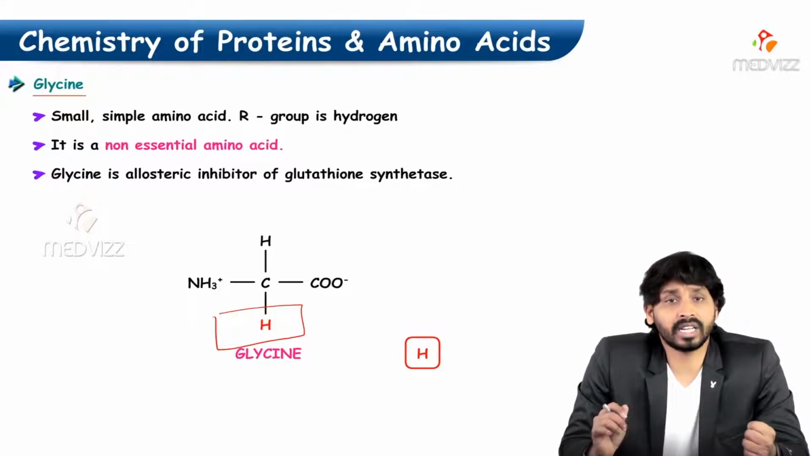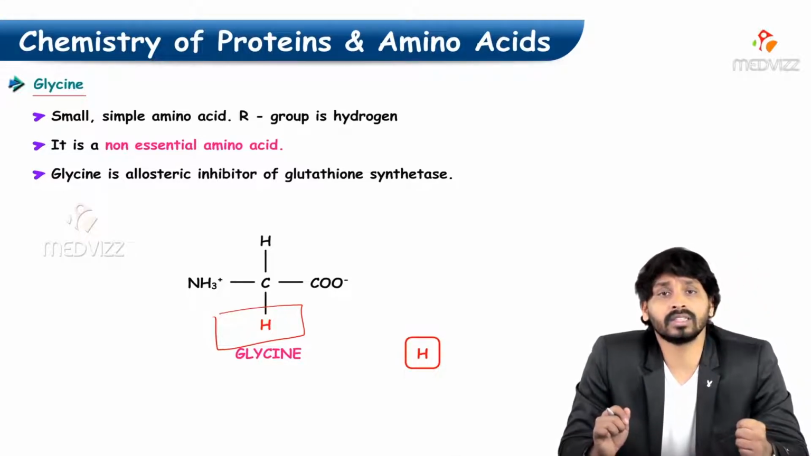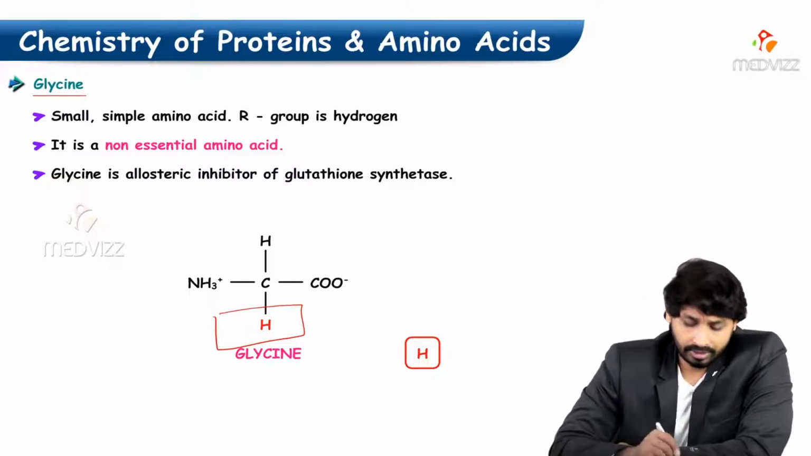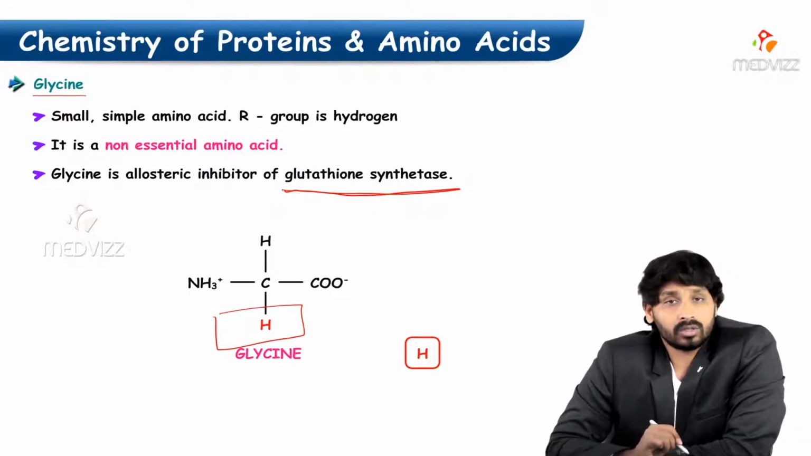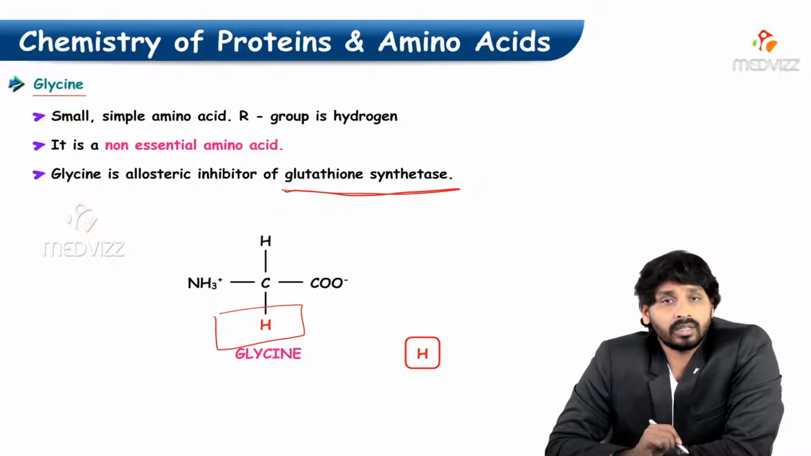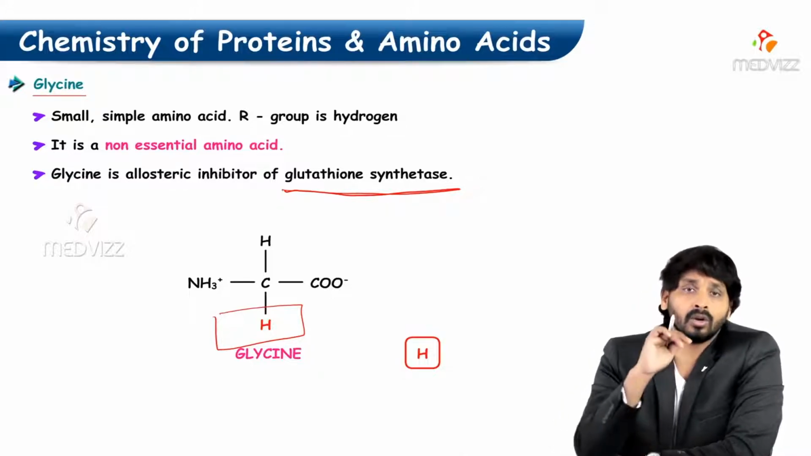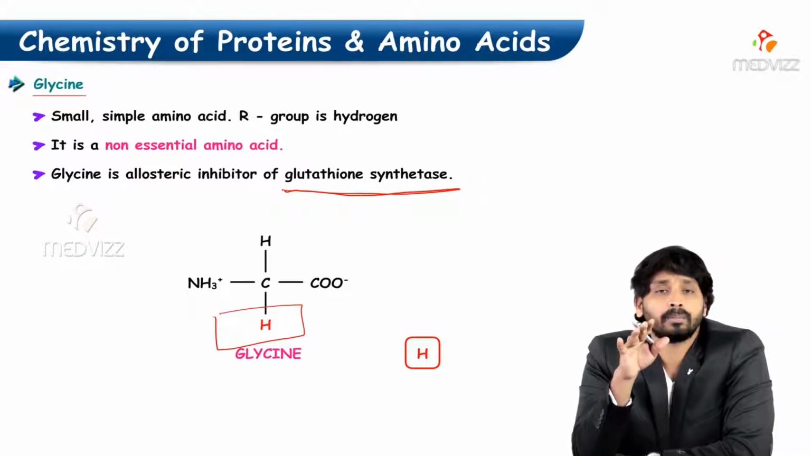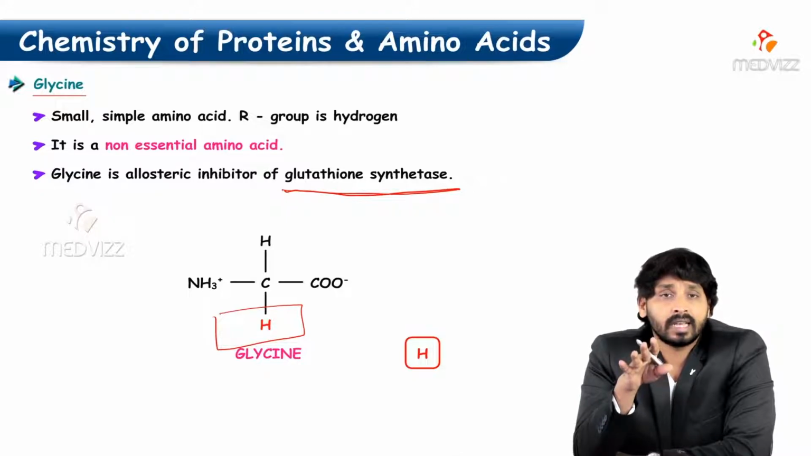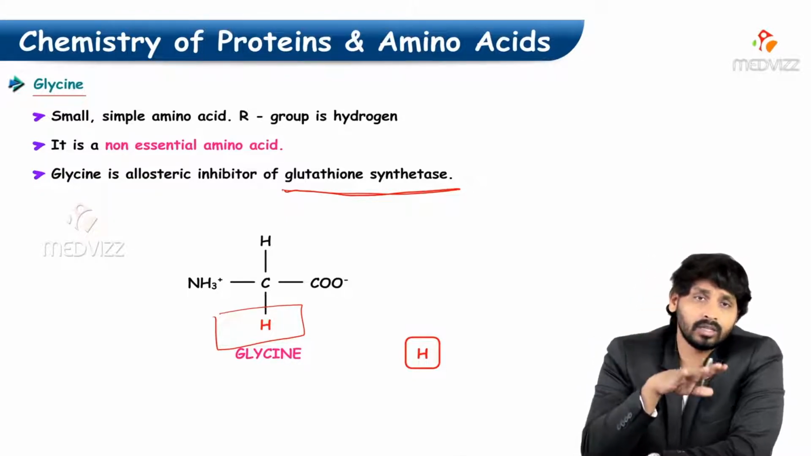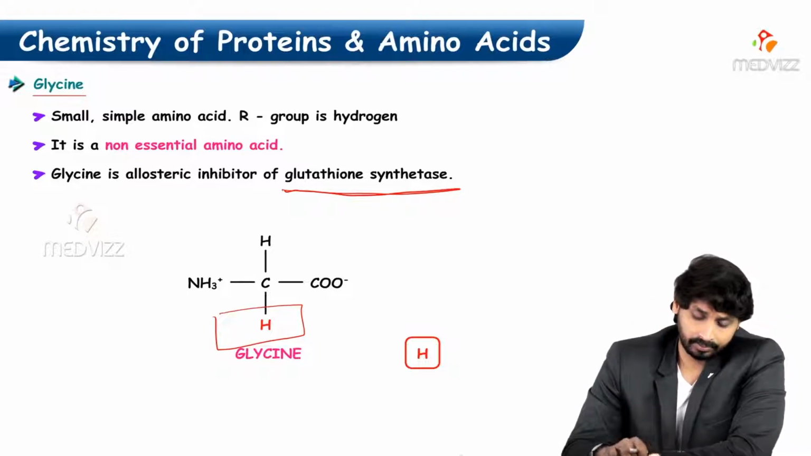Glycine is an allosteric inhibitor of glutathione synthetase. Glutathione synthetase in metabolism, we come across this; glutathione is a peptide hormone. So glutathione synthesis can be inhibited by glycine. That is one of the important points of glycine.